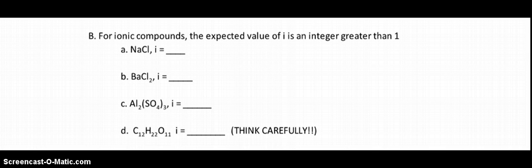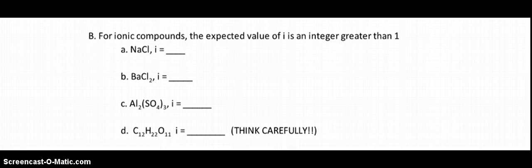So what do you think about barium chloride? How many ions will form when the barium chloride dissolves? Well, i will equal 3. So what about aluminum sulfate? Why don't you go ahead and write down what you think i ought to be here. If you said i equals 5, you're right. You end up with 2 aluminums and 3 sulfates.